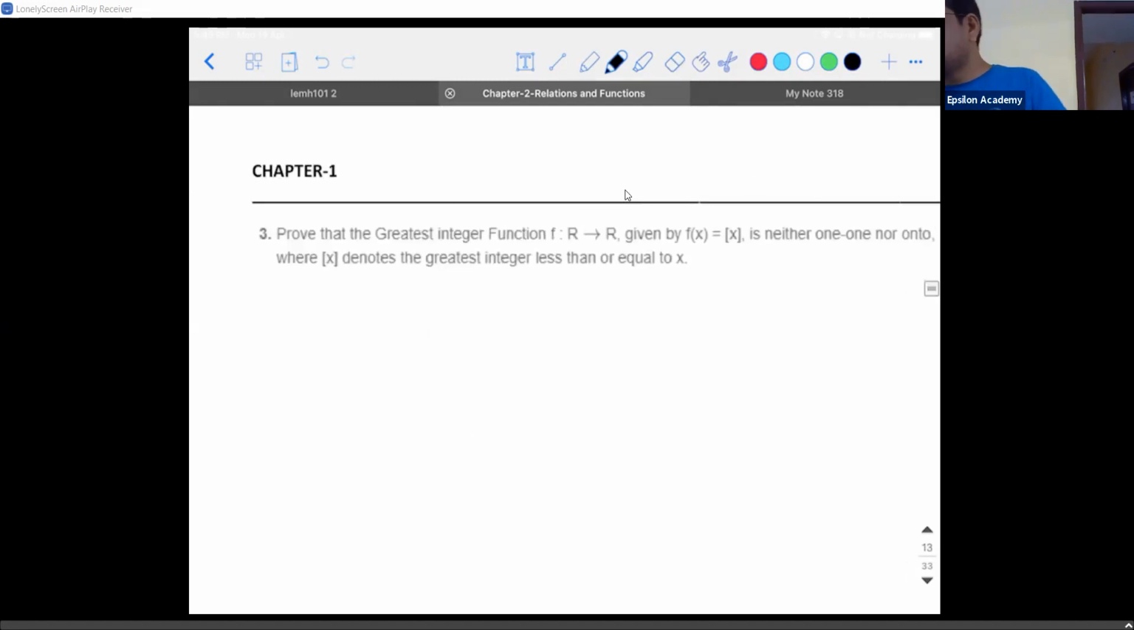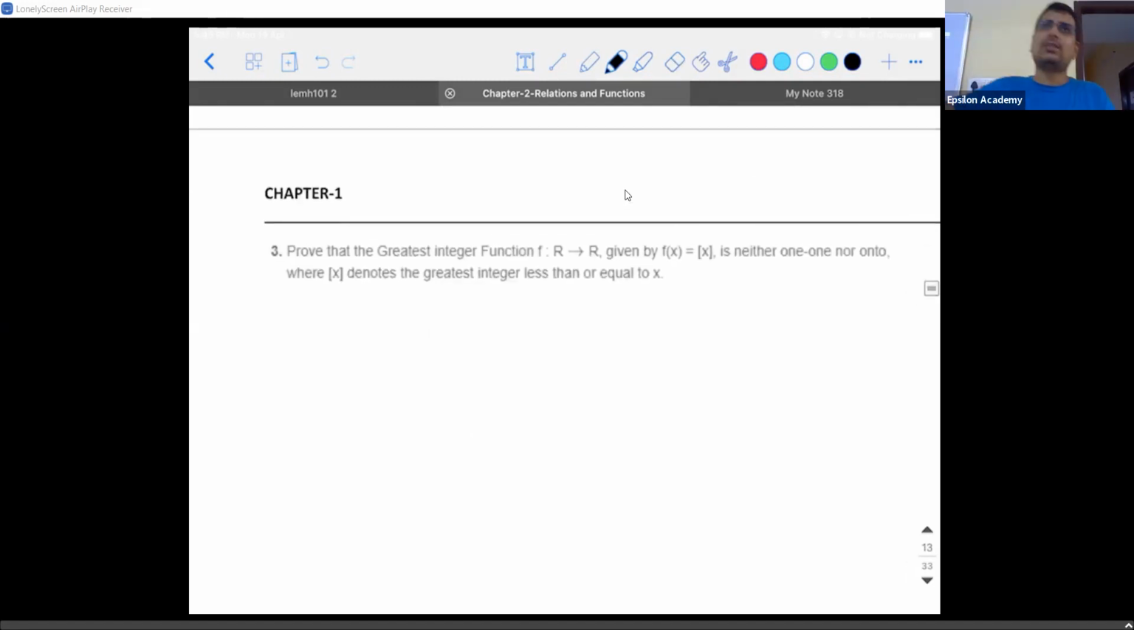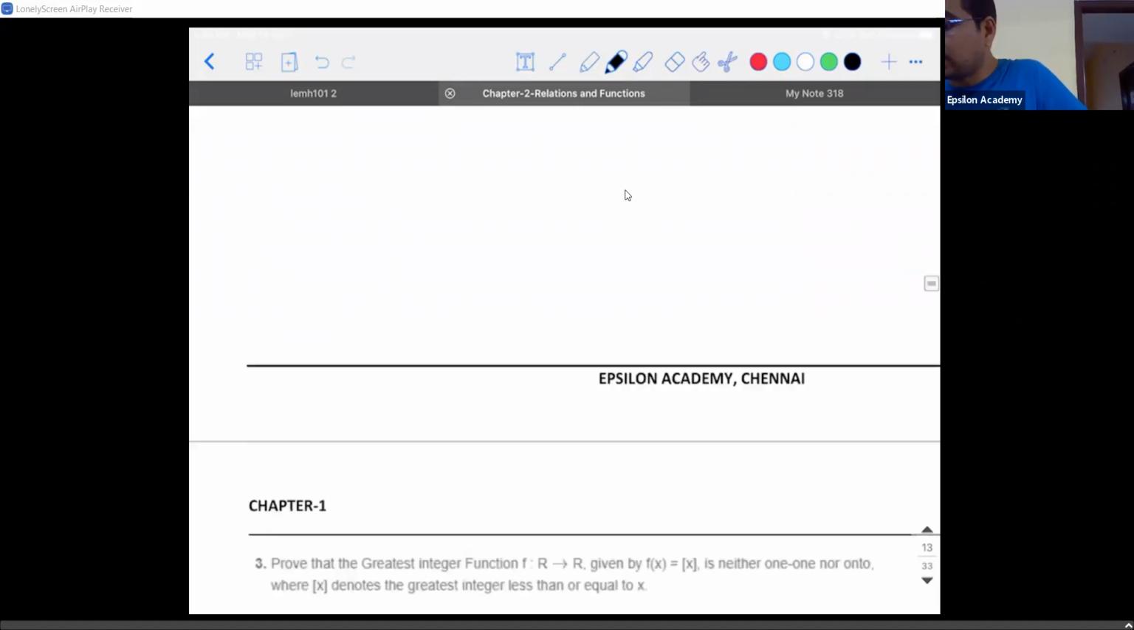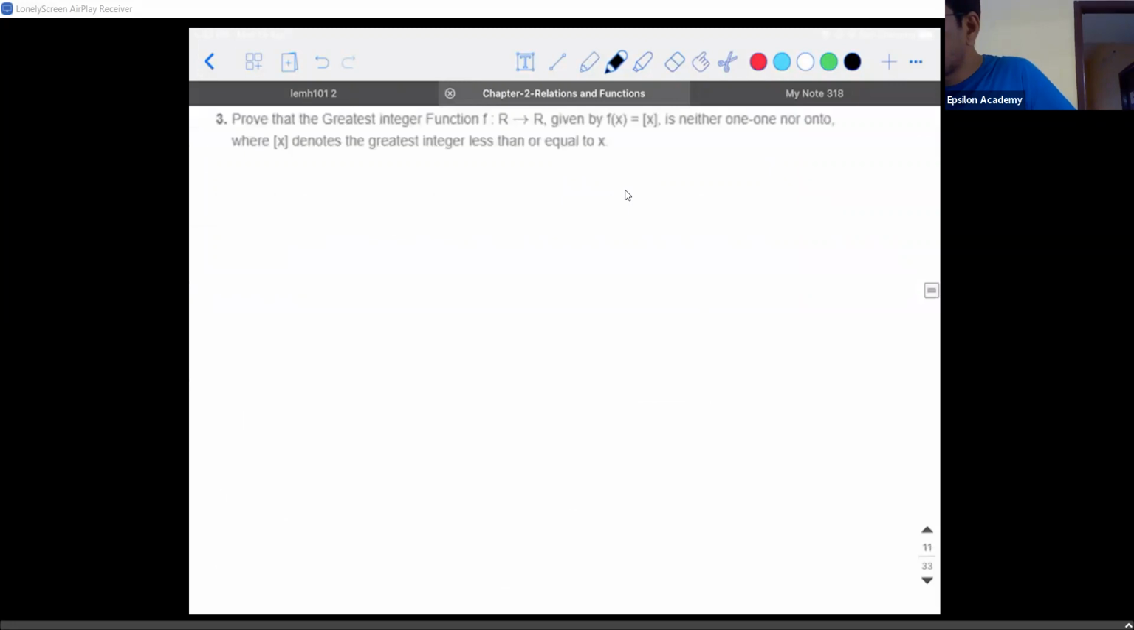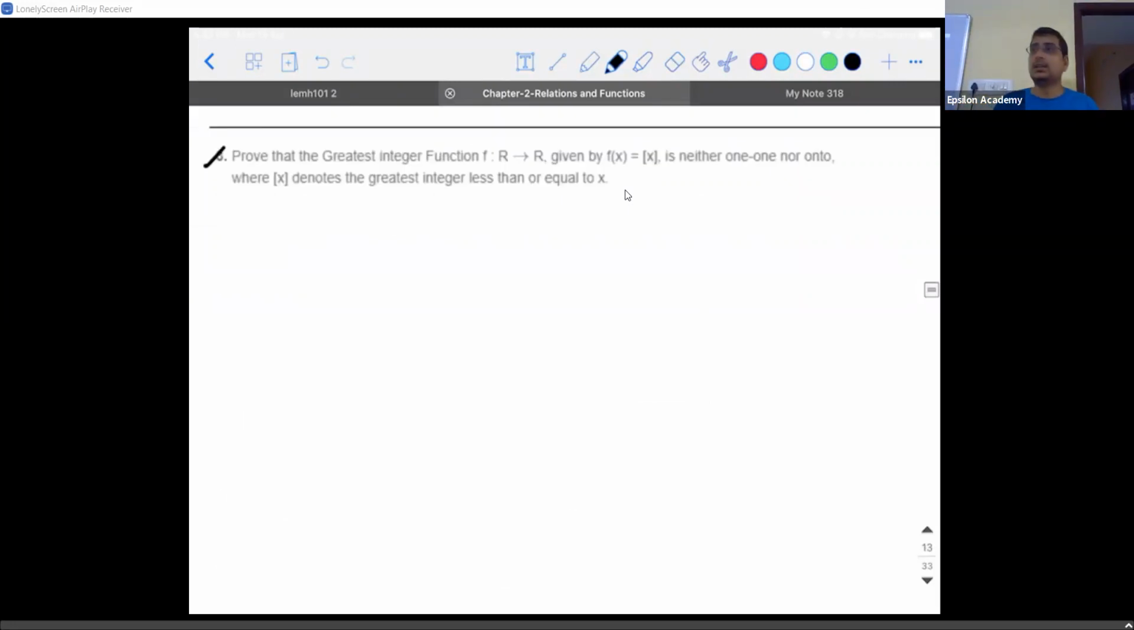Okay. See, the next one they have given is the function mapping from Z to Z, x cube. That you people can do. The other question, what they have done is 2, 4 are there, 2, 5: Z to Z, f of x is equal to x cube. I am leaving this problem to you guys. You can find it out. Now I'll do this problem, the third one. This is a very, very important one. Please make a note of it.